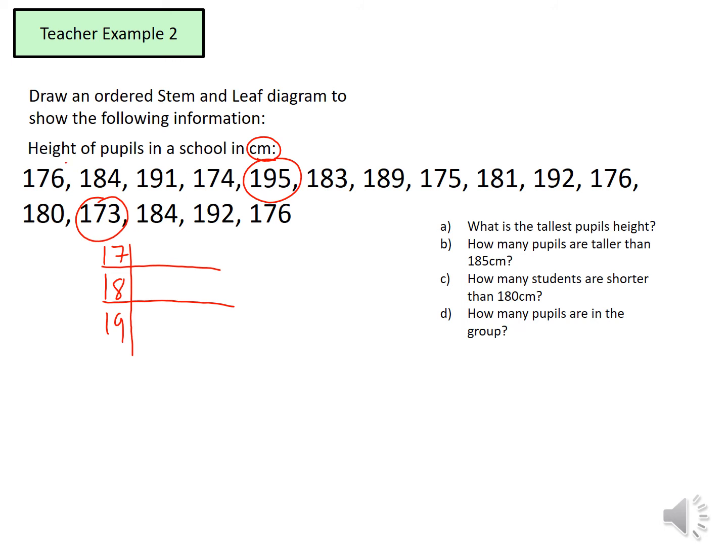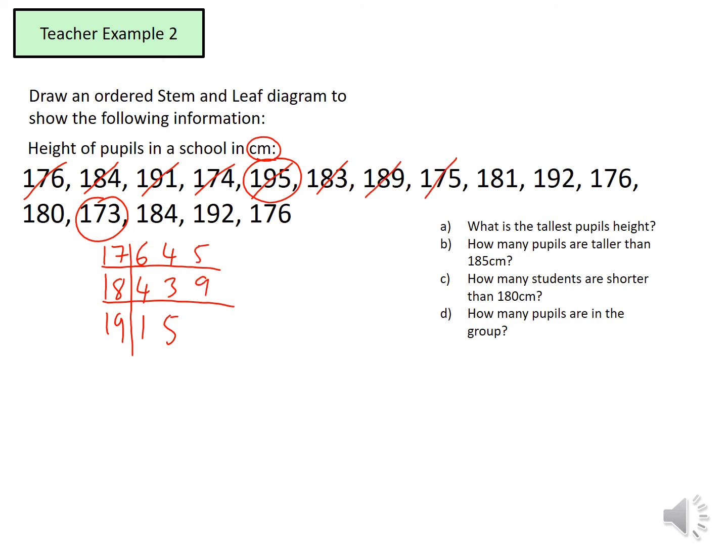So start with the first one, 176. 17 is the stem, so 6 will go there. 184, 18 is the stem, so 4 will go there. 191, 19 is the stem, so 1 will go there, and so on. So 174, 4 will go there. 195, 5 will go there. 183, 3 will go there. 189, 9 will go there.